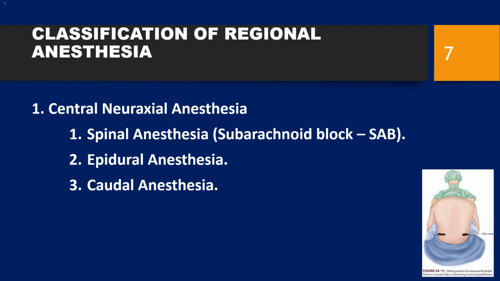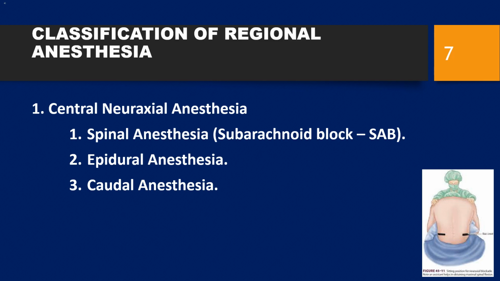Classification of regional anesthesia. 1. Central neuraxial anesthesia. 1. Spinal anesthesia, subarachnoid block, SAB: injecting local anesthetic into the subarachnoid space, providing rapid onset of anesthesia for lower body surgeries. 2.